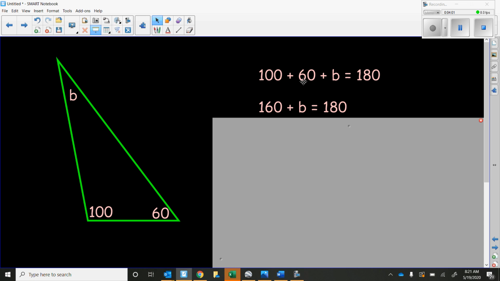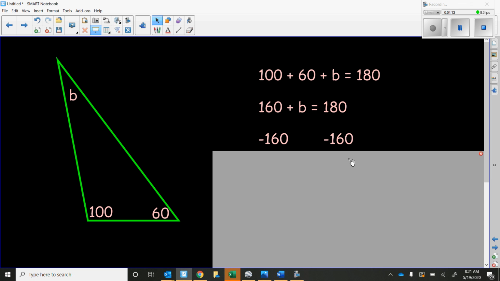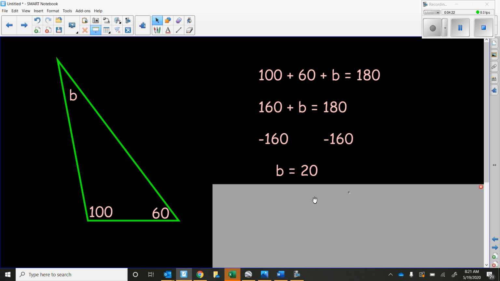I added the 100 and the 60. I got 160. So 160 degrees plus angle B has to equal 180. Now, I know some of you probably already know that answer, but I kind of used my algebra skill of balancing my equation. I subtracted 160 from the left side. I subtracted 160 from the right side. And I was left with B equals 20.